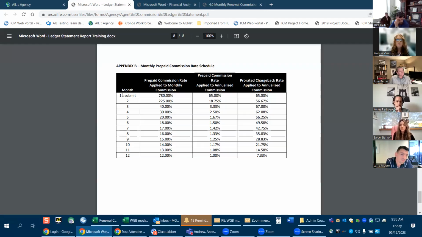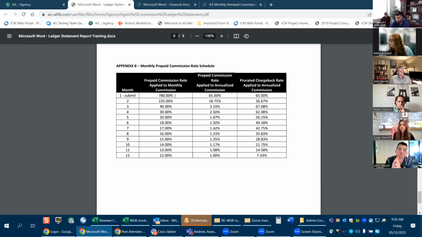So this month 1 is the initial premium that is collected with the policy. So if we prepay 65% of the annualized commission up front, that's the advance rate that you see on the advance report for all of the new business that's submitted. If we take that same calculation and translate the percentage to a percentage of the monthly commission that we advance, it's 780% of the monthly commission.